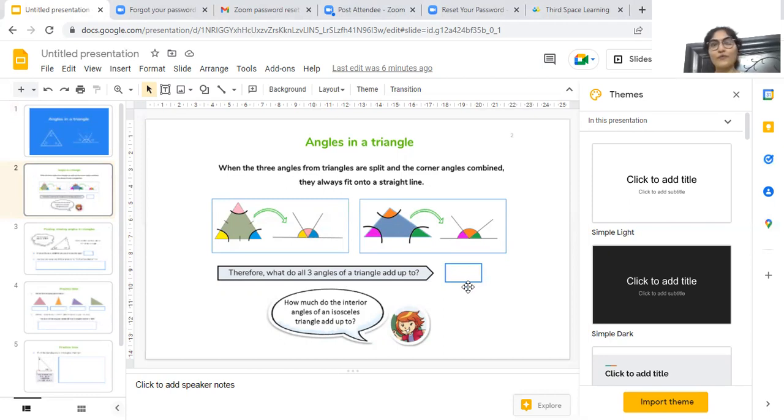Yeah, I'm very impressed with the way you are trying to understand the concept. It's pretty amazing. Okay, so yeah, you can write your answer here.